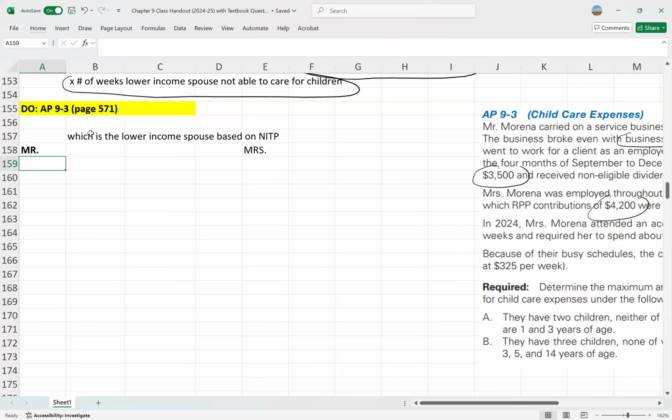So let's look at Mr. Morena's income. He had employment income of $20,000. He also had interest income of $3,500, and then also a non-eligible dividend of $62,000.